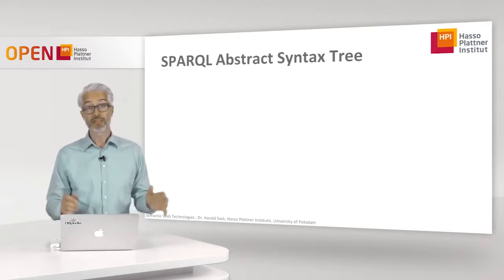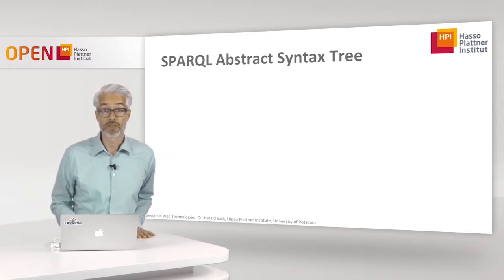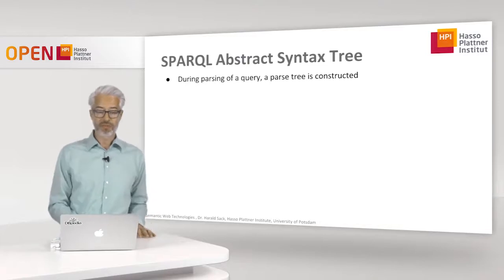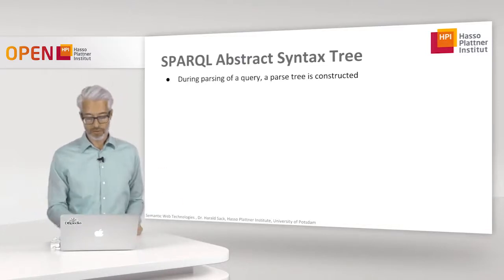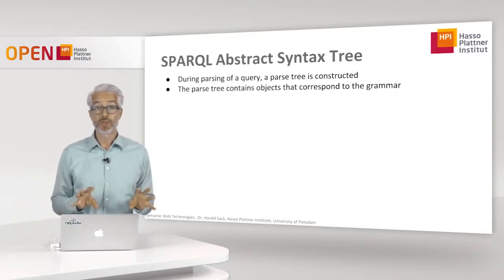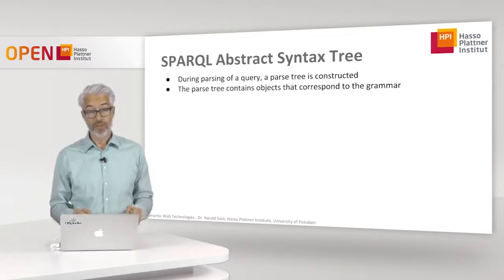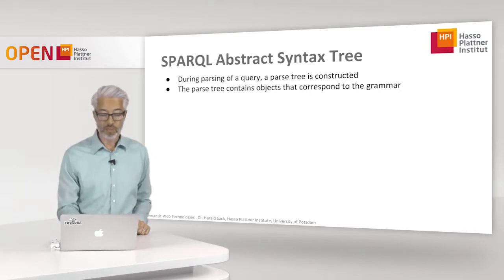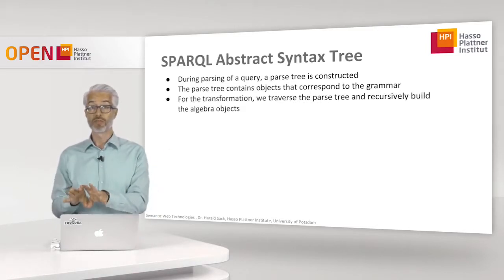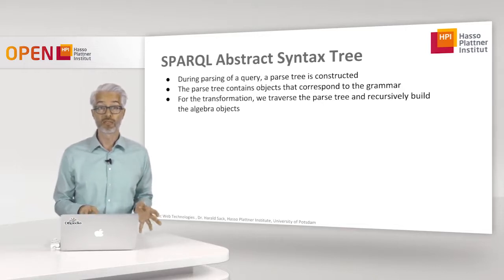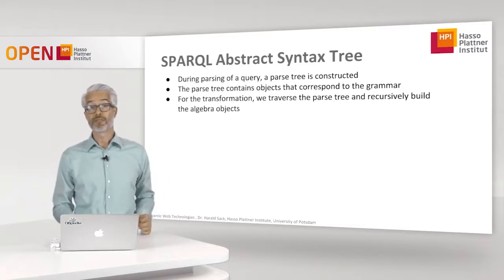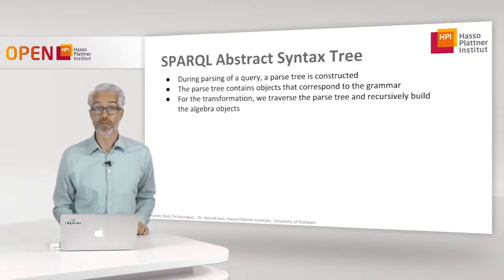Okay, so first let's have a look at this abstract syntax tree. How does this usually work? During parsing of a query, a parse tree is constructed. The parse tree usually contains objects that correspond to things that are met in the grammar definition of the language. For the transformation, we then simply traverse the parse tree recursively and build the algebraic objects from the things we have found in the abstract syntax tree.